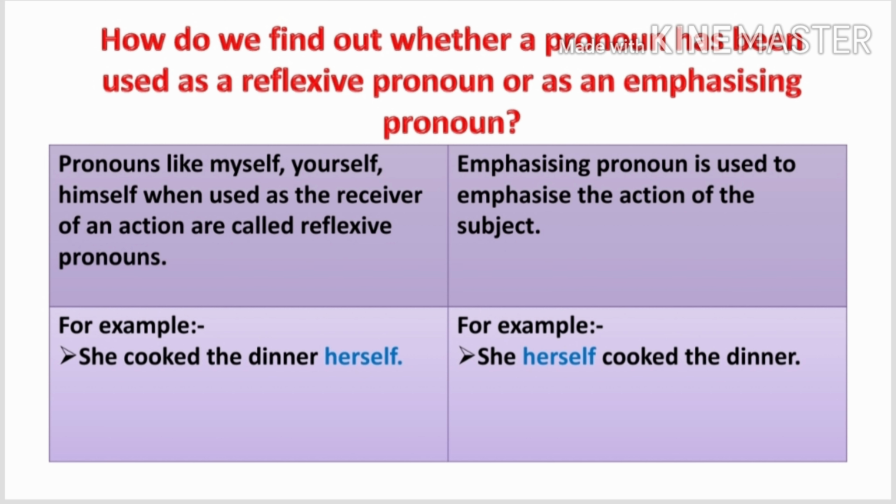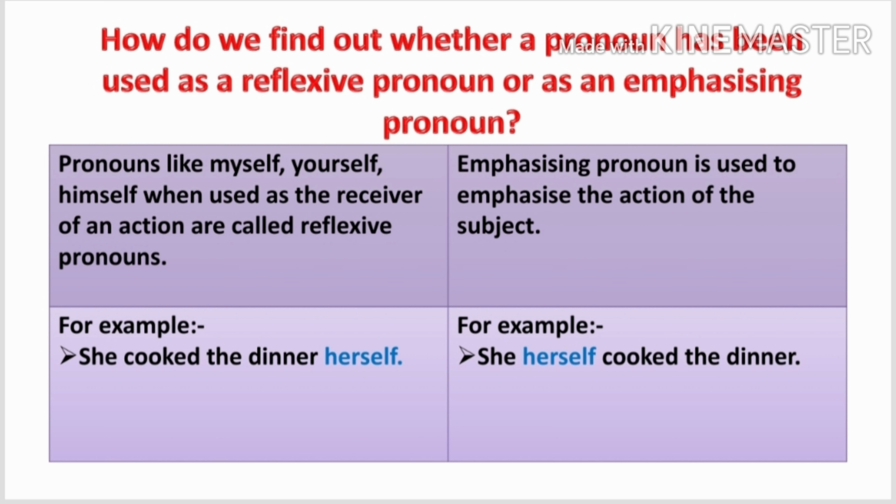In the sentence, she cooked the dinner herself, the word herself is a reflexive pronoun because it indicates that the speaker cooks the dinner daily. It's a usual thing to do for her. And in the sentence, she herself cooked the dinner, this sentence indicates that the speaker does not cook the dinner daily. Maybe she is not a pro at cooking, or she does not know how to cook. So one particular day she cooked the dinner. So we are emphasizing the fact that she herself cooked the dinner.